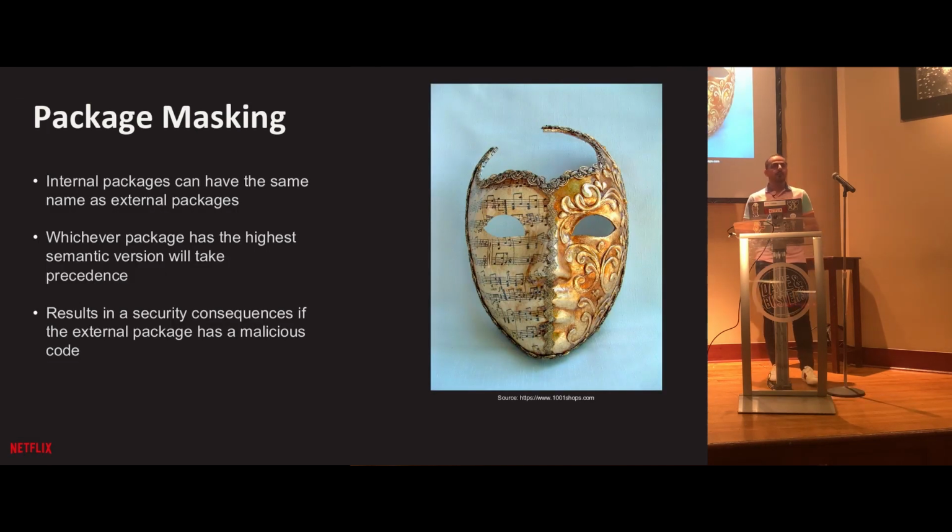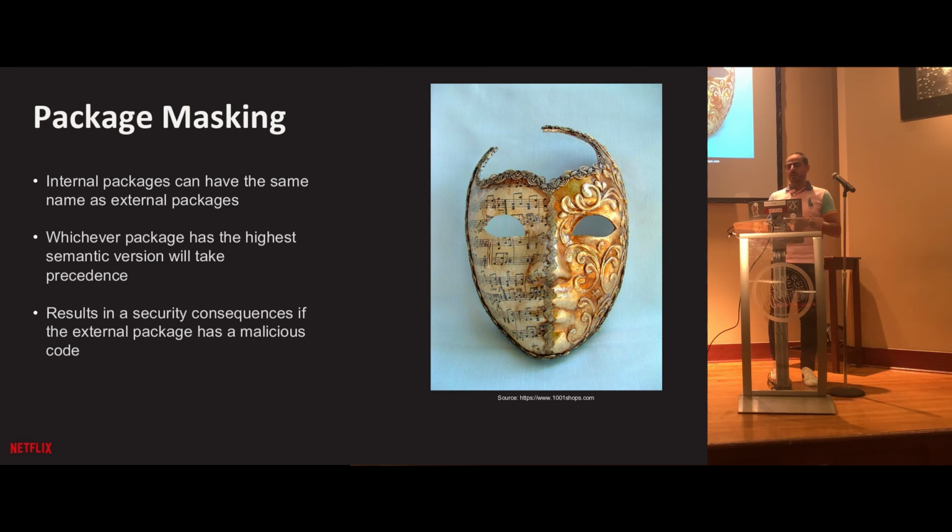The other type of attack is called package masking. An internal package can have the same name as an external one. So as a developer, you can create a package called foo, but ignore the fact that there is an external package called foo. If an attacker guesses the same name, they can create foo with a higher version, like 9.9, for example, expecting a version higher than the one you're actually using in your code.